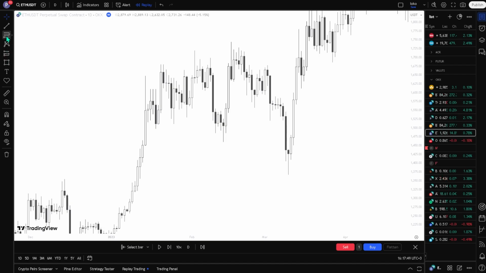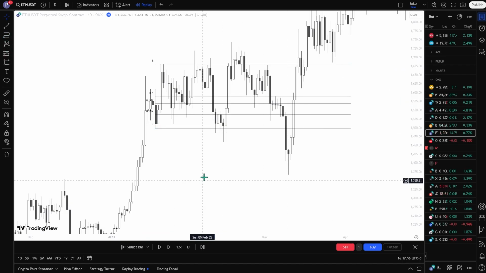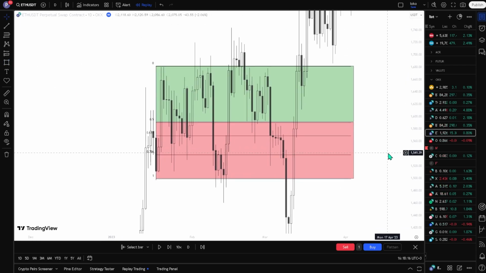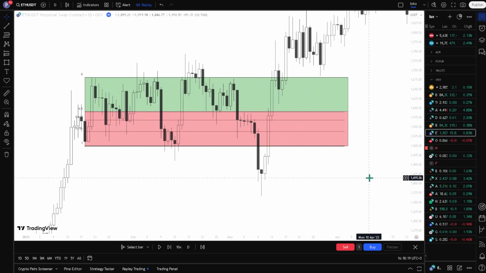It has an Ethereum chart. Let's place the Fibonacci grid from the lowest point to the highest of the beginning of our sideways movement. Let's place a premium and discount market to define the best parts to enter the deal.